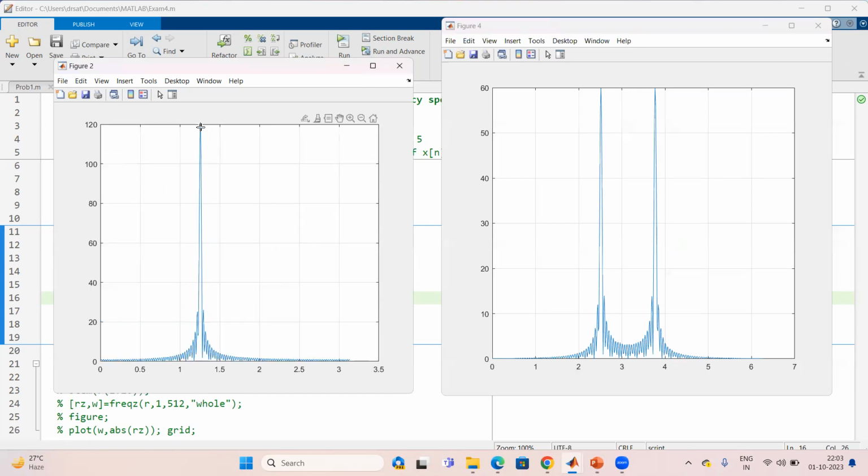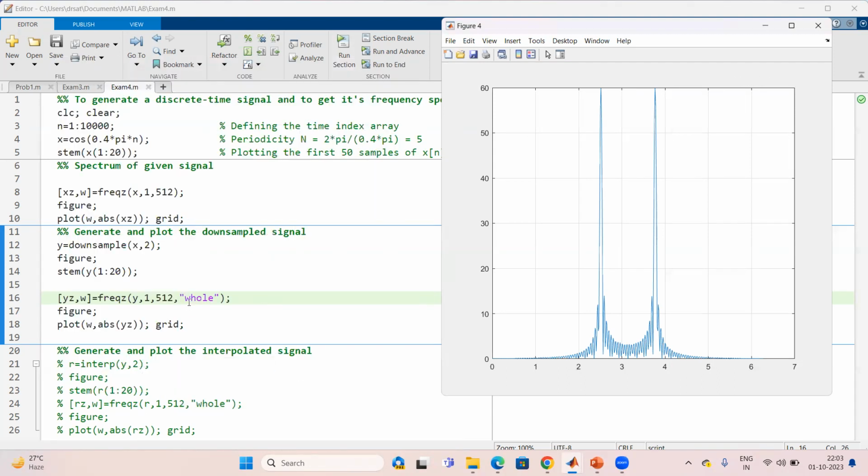This value was coming at 1.257, and now this must be coming around 2.5. So you can see this value, 2.51. One more interesting thing is why we are getting these two peaks. You can see in the code I have written whole, so it means that this spectrum will be plotted up to 2 pi. So this range you can also see.